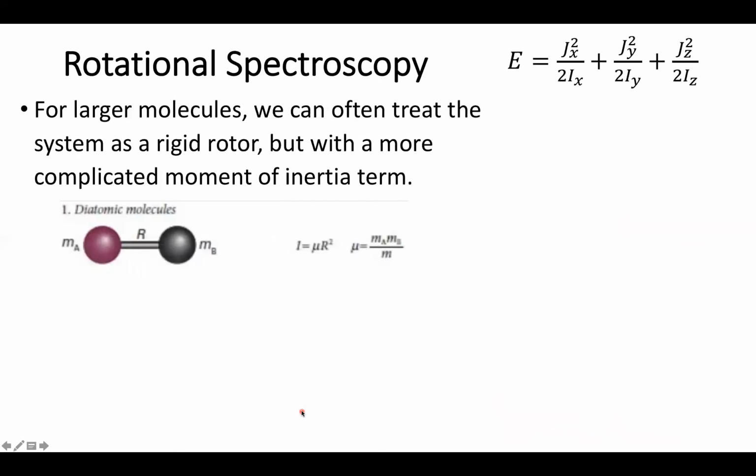So for a diatomic molecule, this is our good old friend, where our moment of inertia is going to be equal to the effective mass of the system times the radius or the bond length squared. So this was our good friend. The total effective mass is the two masses multiplied by each other divided by the total mass. So this one wasn't too bad.